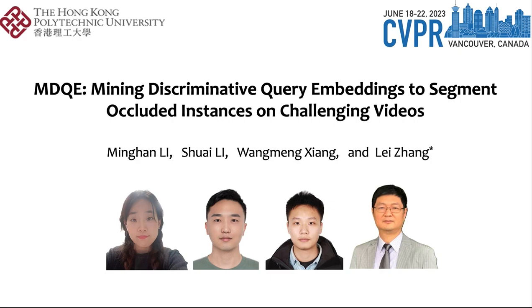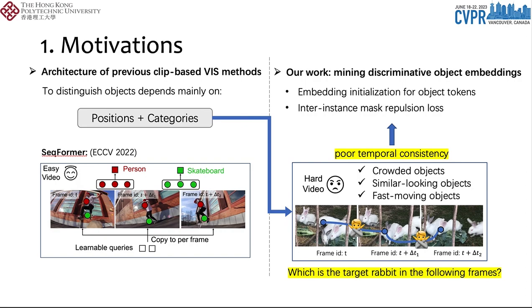Video instance segmentation, VIS, methods with per-clip input often fail on challenging videos with occluded objects or crowded scenes. This is because object queries in these methods depend mainly on object position and categories, which cannot encode discriminative embeddings between objects well, making the query-based segmenter struggle to distinguish those hard instances across frames.